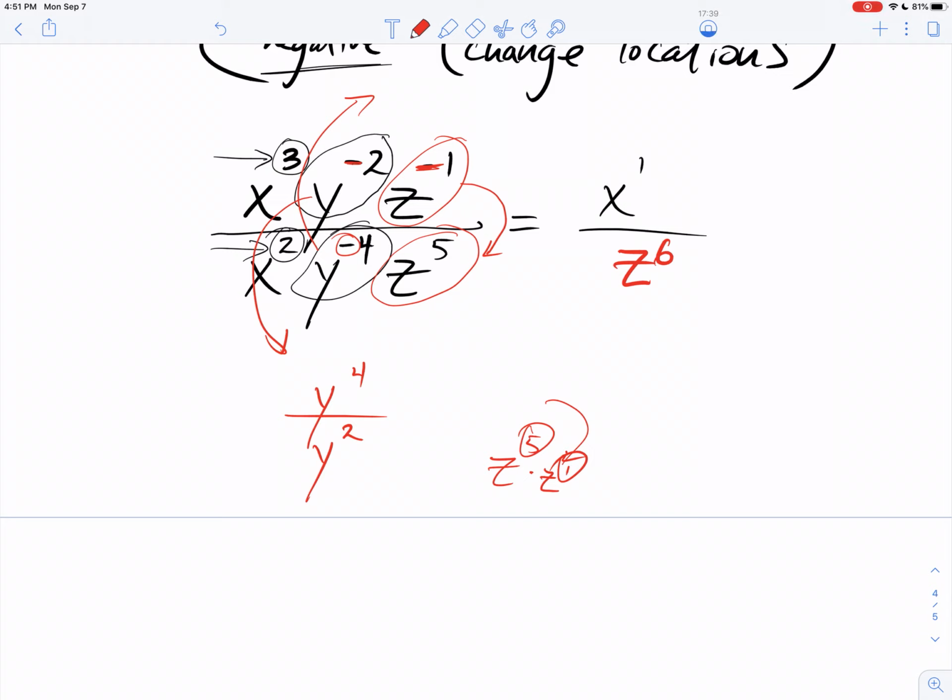Now, when you say 5 plus 1 gives you z to the sixth, you'll notice when you look at the answer key, they'll show that little plus sign. They'll go like this, because they show every single step in the answer key.